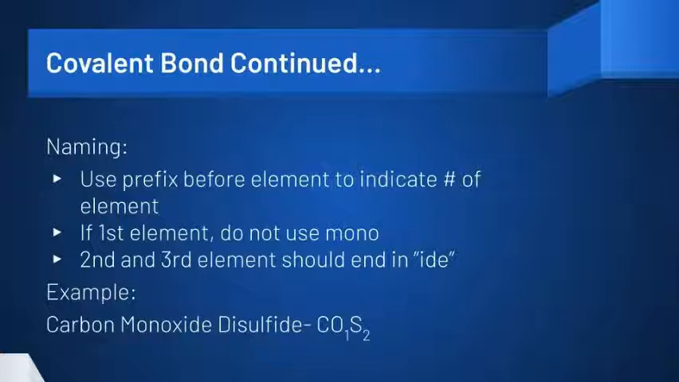For example, here we have CO1S2. This would be carbon instead of monocarbon because it is the first element. And then monoxide because this is the second element and there's only one of them, and then disulfide because there are 2 sulfur atoms.